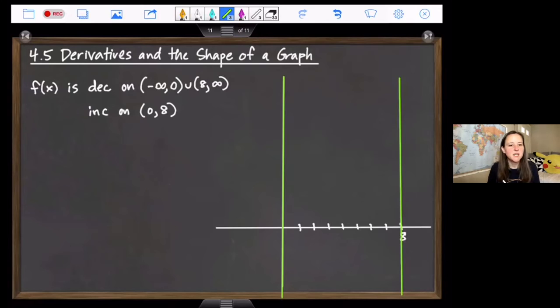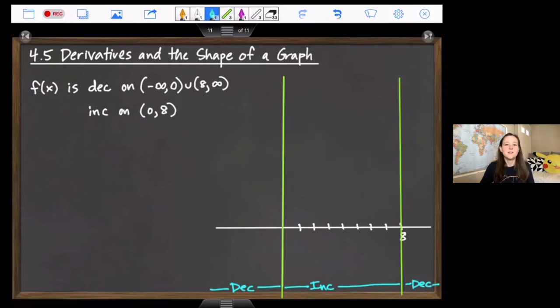All right, and then we'll just take a note that we are decreasing up until we get to 0, and we are increasing in between, and then decreasing after 8. All right, let's go find our local minimums and maximums.